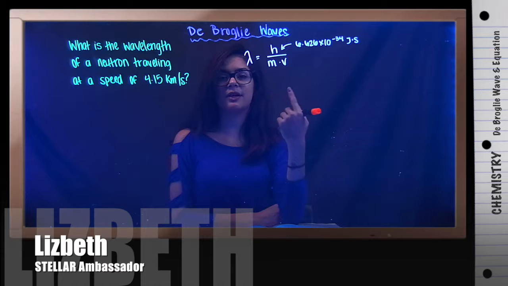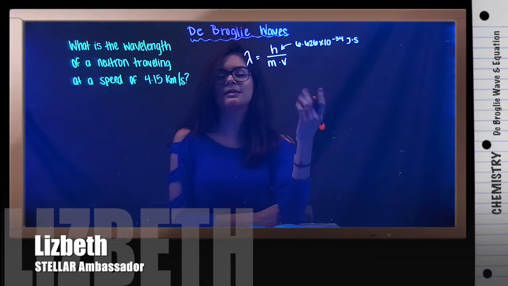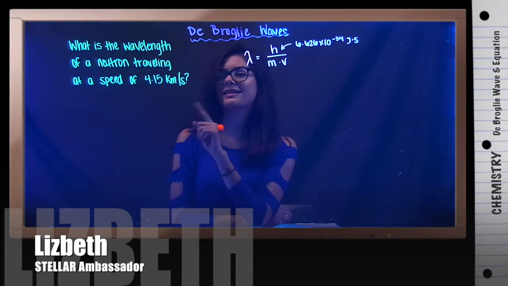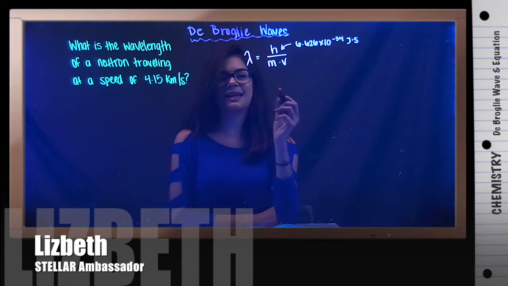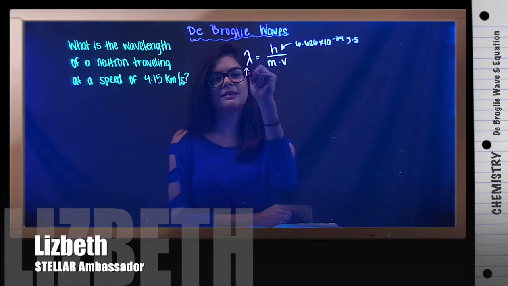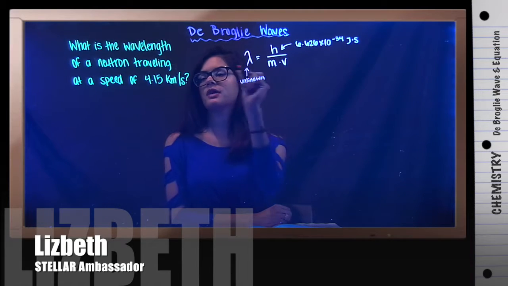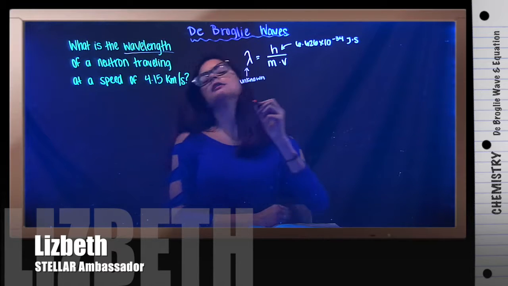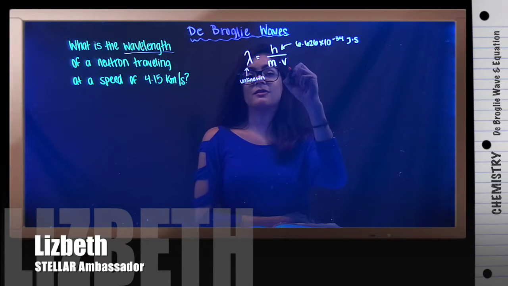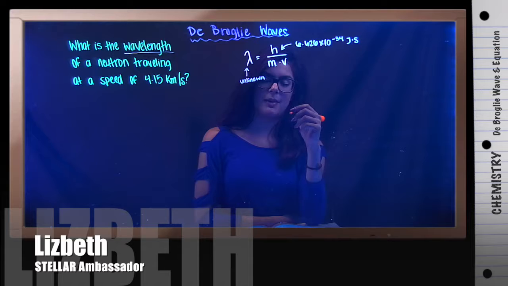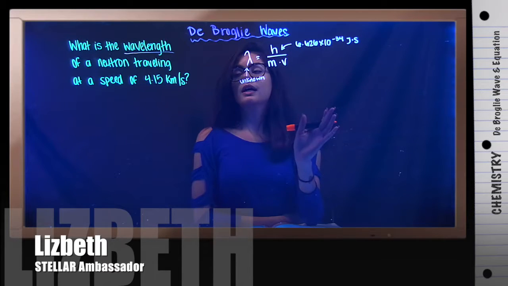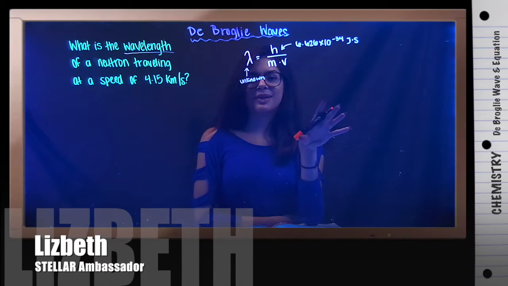Our mass is either going to be given to us, even though in this problem it doesn't seem like it, but I'll explain that in a second. And our velocity is also given to us. So we're actually solving for this guy. This is our unknown, right, because we're solving for wavelength. And they gave us our velocity, but our velocity needs to be in meters per second. So let's deal with each one of these individually.